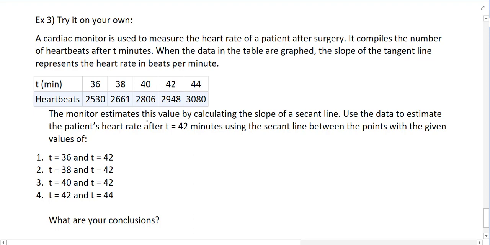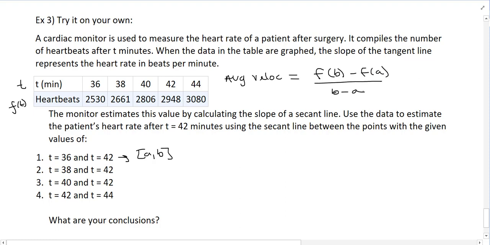So if you call this t, and this f of t, then on the interval 36 to 42, as we discussed in the last video, the average velocity is f of b minus f of a over b minus a. In this case, our interval AB is 36 to 42. So you will be doing f of 42 minus f of 36, all over 42 minus 36.